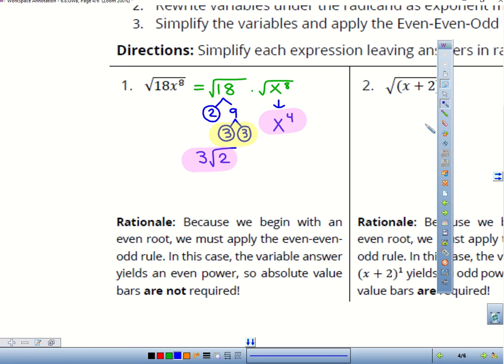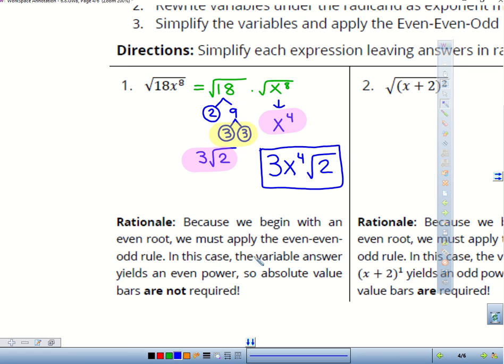These are products. So here's the way you write the official final answer. The coefficient is going to go first, then the variable that came outside, then the radical and what stayed inside of it. And as you can see here, we took an even root, but we don't have to worry about the absolute value rule. Why? Because there is an even power. Good, there are no odd powers. Exactly. Any questions about that?